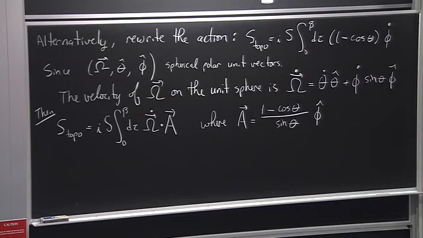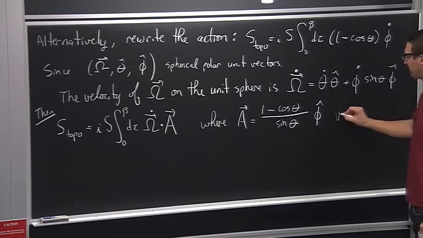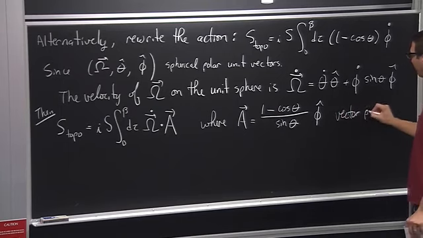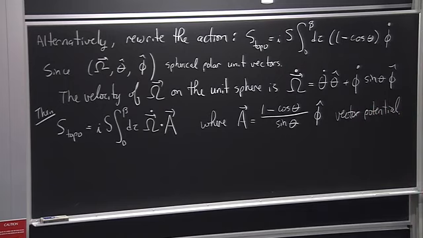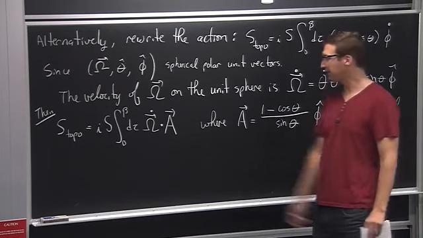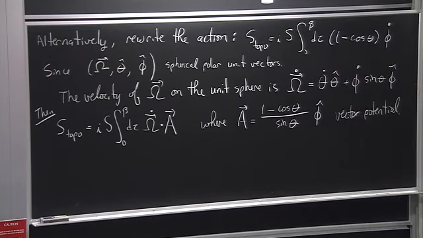And there's more than one choice for this vector potential. There's a gauge invariance associated with these things, of course. But let me choose this one here. Okay, so now my action has the velocity unit vector dot this A vector. It should give me back something like this, if you work it out.